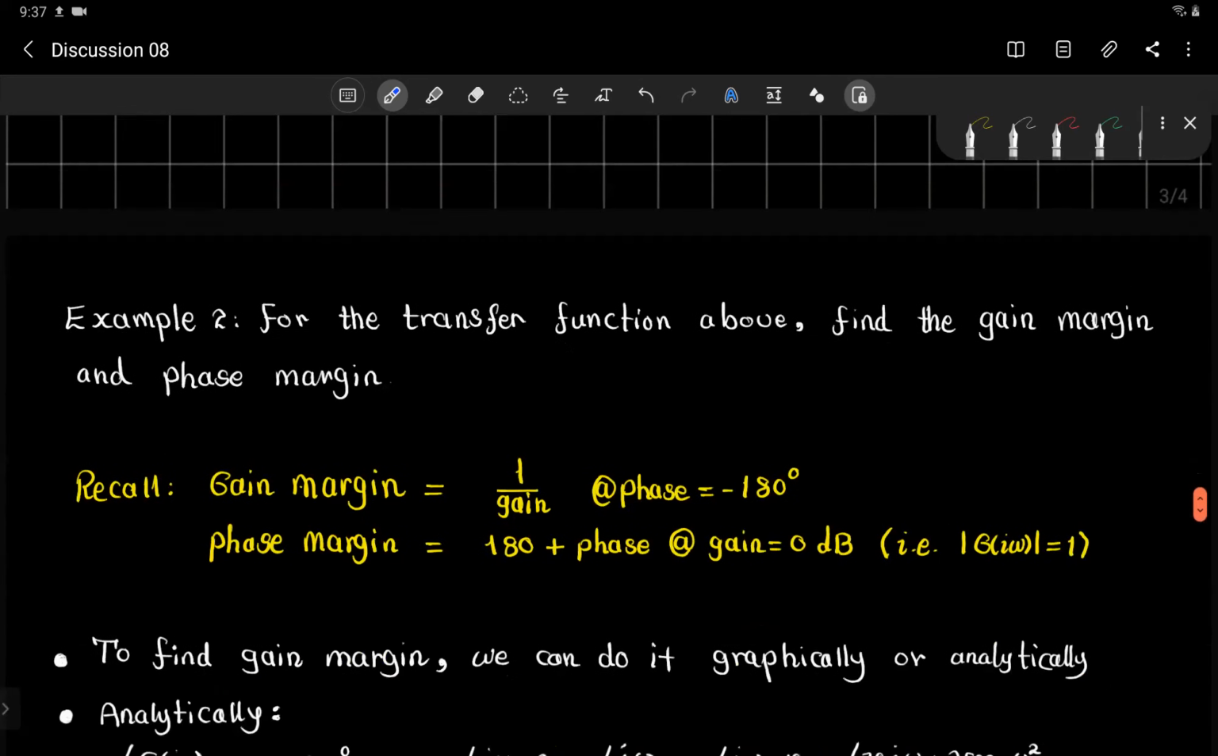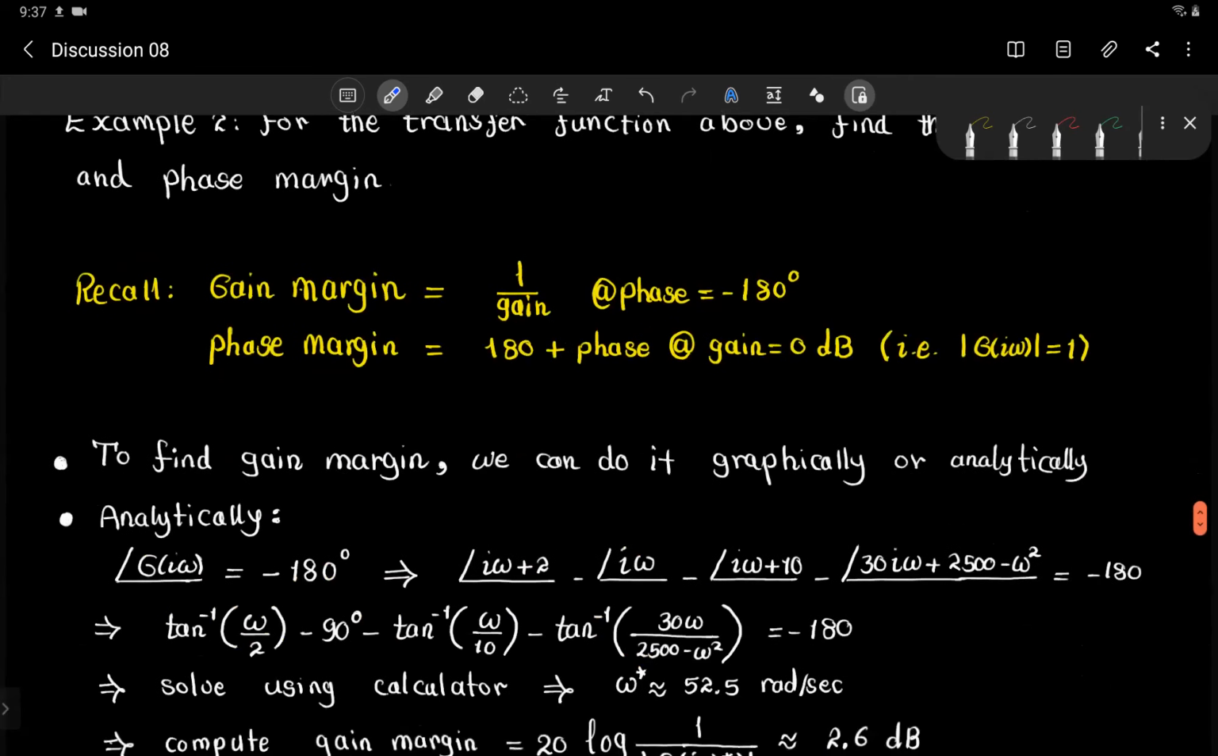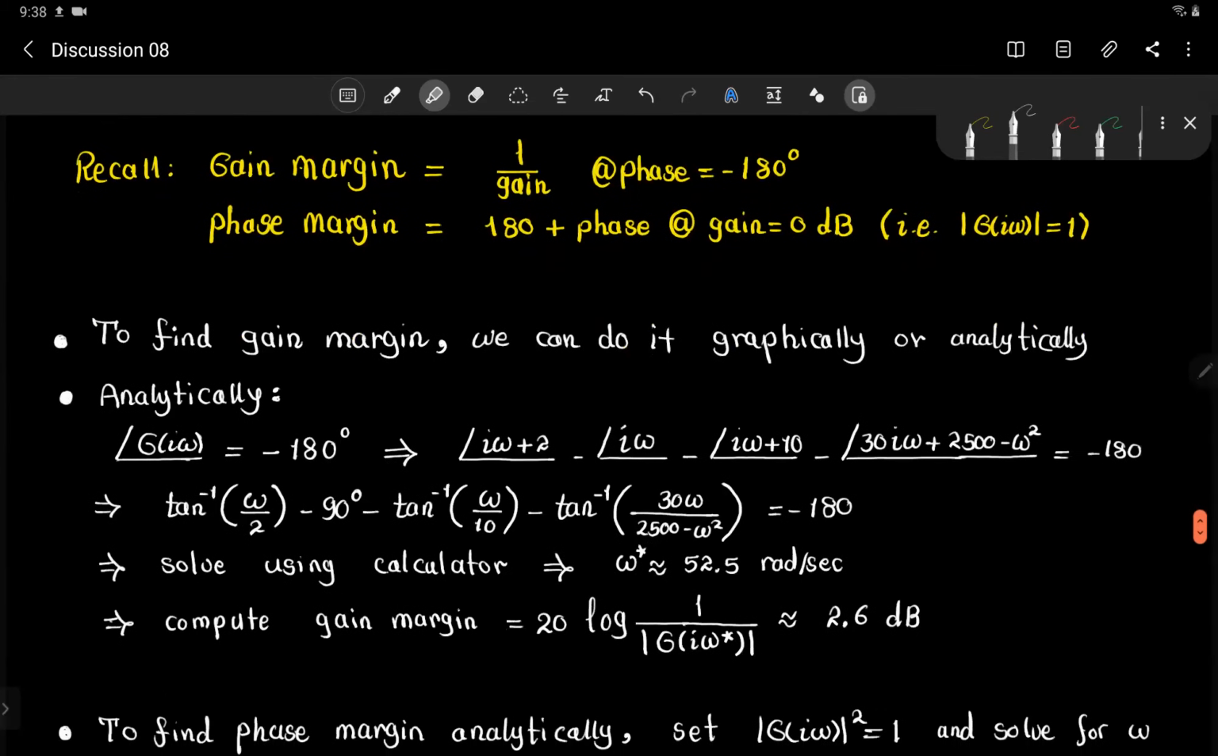The next example we have is for the concepts that we're going to discuss, the gain and phase margin. The gain margin is defined to be 1 over the gain of the transfer function at the phase equal to -180 degrees. And the phase margin is defined to be 180 degrees plus the phase at the frequency for which the gain is equal to 0 decibels, or basically that the gain is equal to 1. These margins are clear to see when we look at the Nyquist diagram, which we are hopefully going to cover next week, I think.